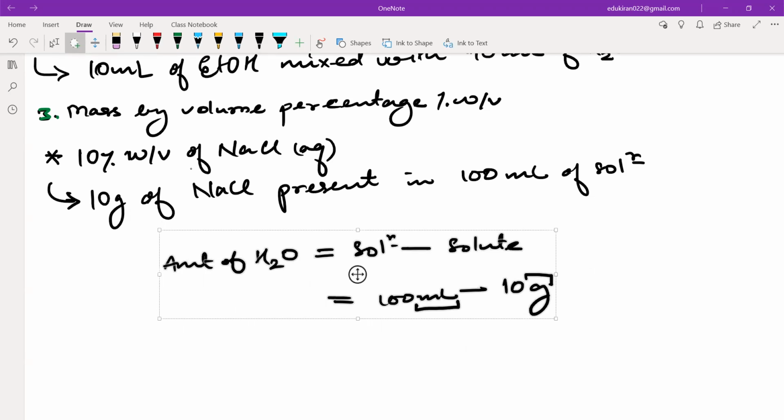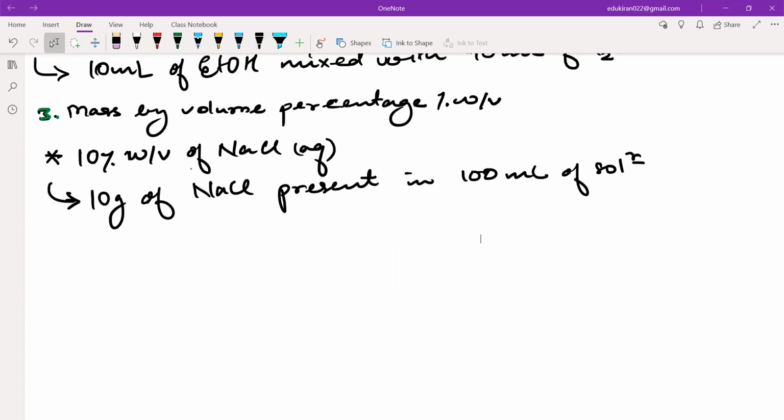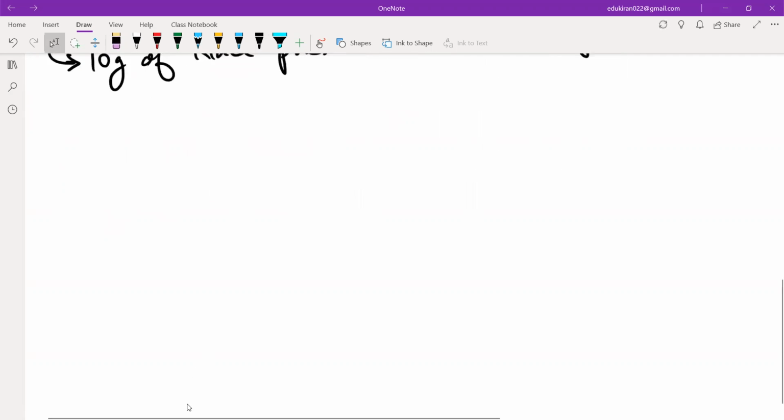You will never get any question asking the amount of solute or solvent from here. Don't write this information. It is not that important, mass by volume percentage never comes. Okay? Now these three are done. We will write one question here. Wait a second, let me bring up the question.